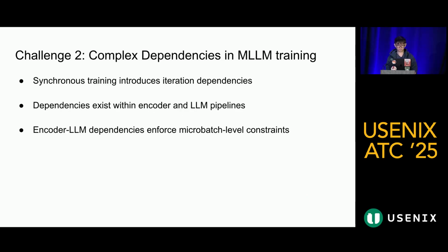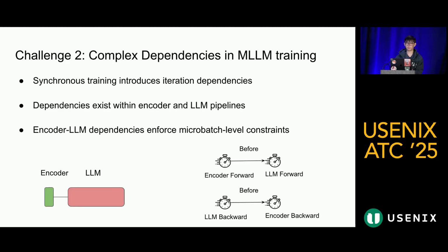Our second challenge is that we have a really complex dependency in MLLM training. The first dependency is that, because of synchronous training, there is an iteration dependency. When we use the LLM bubble to do the encoder computation, we can only use the bubble within this training iteration. We cannot utilize the bubble from the next iteration or the previous iteration. The second is that we still need to use pipeline parallelism for the encoder and LLM. It has an internal dependency because we need to partition it into different pipeline stages.